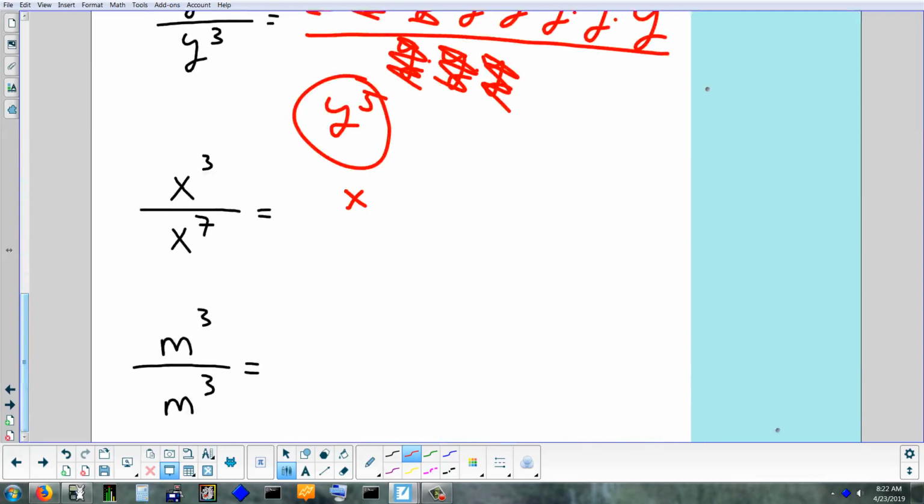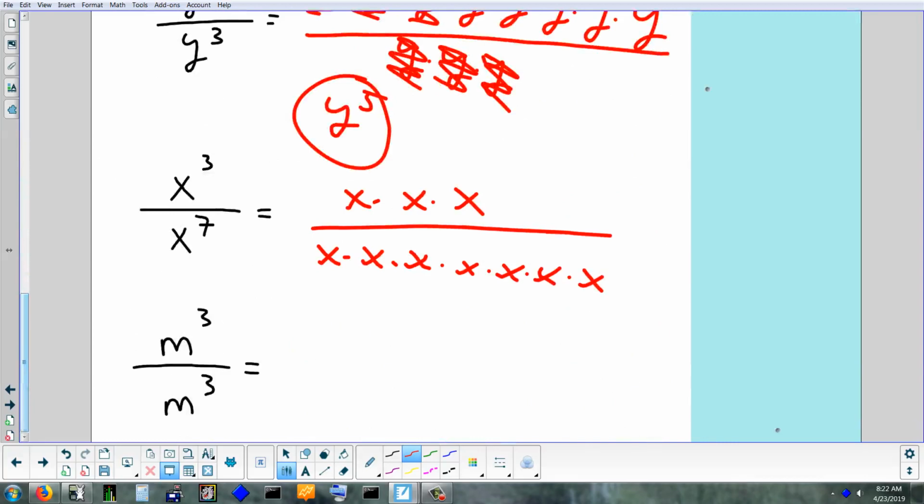X cubed means x times x times x. X to the 7th. 1, 2, 3, 4, 5, 6, 7. Okay, I want you to see what happens this time. Where do I have more x's to start? On the bottom. Okay, a little different. What can I cancel out here? They still have stuff in common. The 3 x's. 3 of the x's. 1, 2, 3. 1, 2, 3. How many x's do I have left? 4. But where are they? At the bottom. They're in the bottom, right?